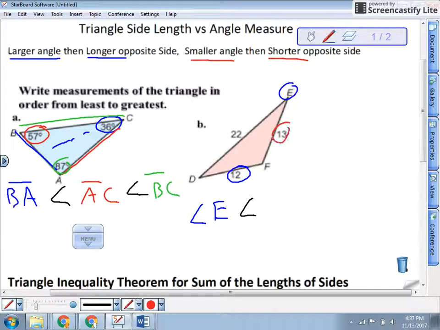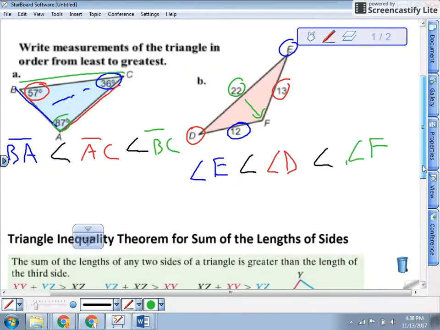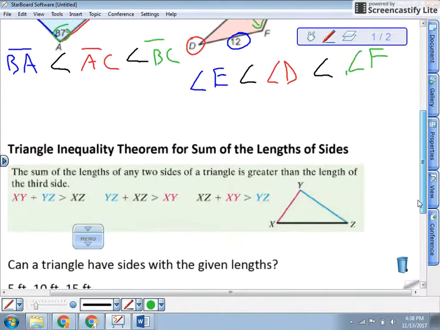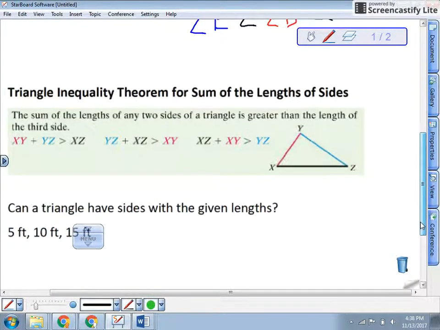Well, that's 13. Which angle is across from that? That's going to go with D. So angle E is less than angle D. And then which angle is left? Well, 22 is our biggest length, so that's got to go with angle F. So less than angle F. Those are inequality symbols, so that's listing them from least to greatest. Larger the angle, longer the side. Smaller angle, smaller side.